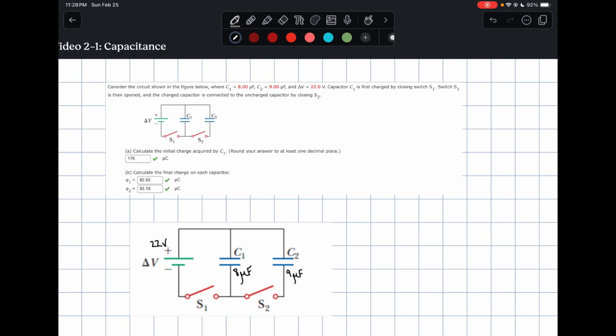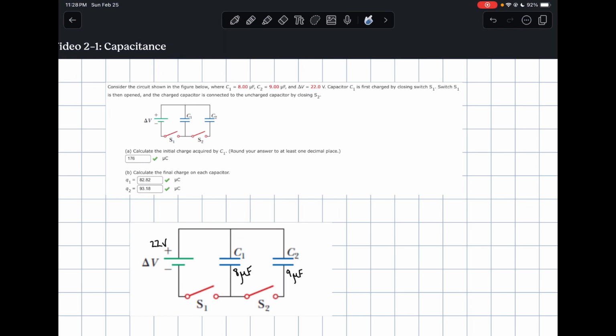Capacitor C1 is first charged by closing switch S1. Switch S1 is then opened and the charged capacitor is connected to the uncharged capacitor by closing switch 2. First, let's take a look at our setup.